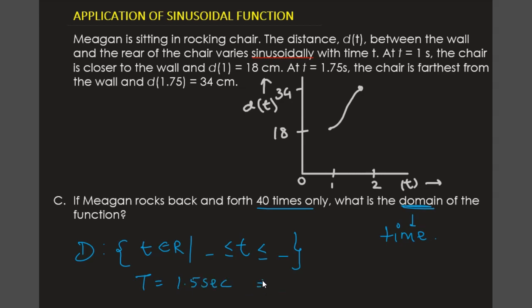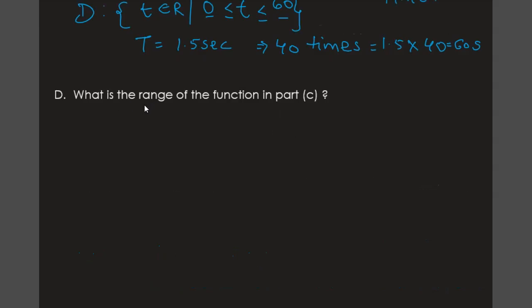And if she rocks 40 times, time period is going to be 1.5 times 40. That is going to be 60 seconds. So the minimum value for your domain is 0 and the maximum value for your domain is 60. Next part of the problem wants you to find out what is the range of the function.